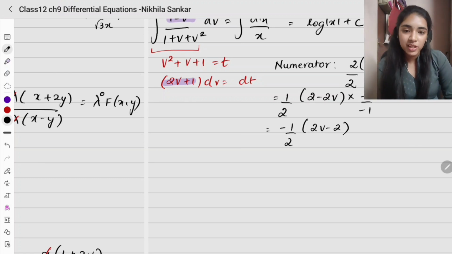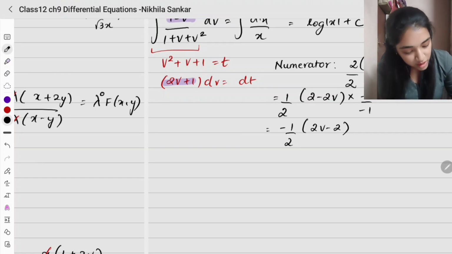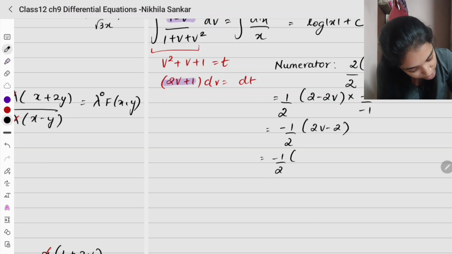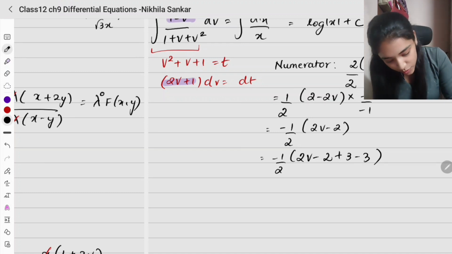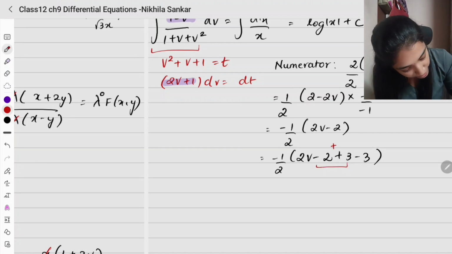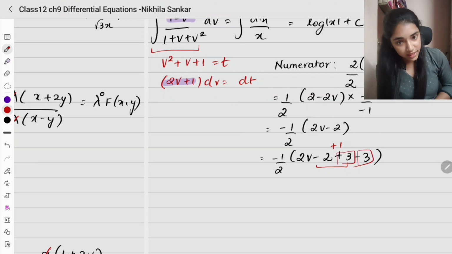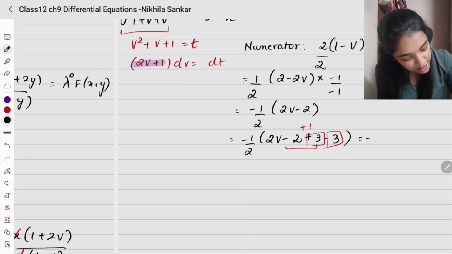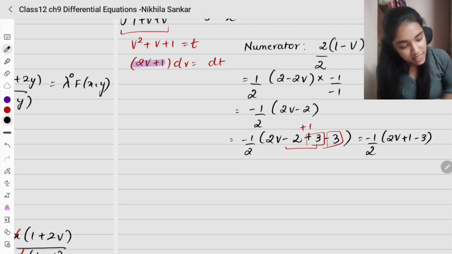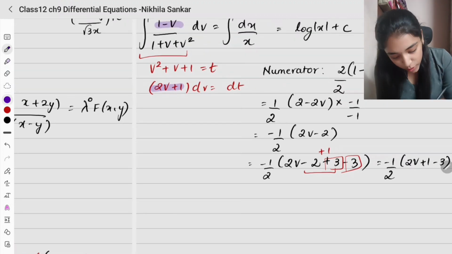2v minus 2 has come. Now how do I get the plus 1? Inside the bracket I'm going to do this: 2v minus 2, I need a plus 1. So plus 3 minus 3. Adding both gives me plus 1. Just because I added a plus 3, I'm going to subtract 3. Clear? So what is my numerator going to look like? Minus 1 by 2 times 2v plus 1 minus 3. This is my numerator.